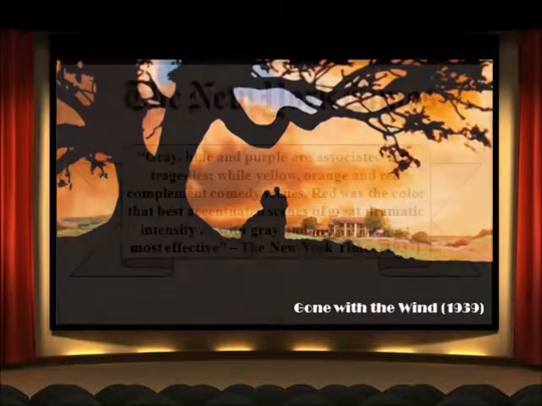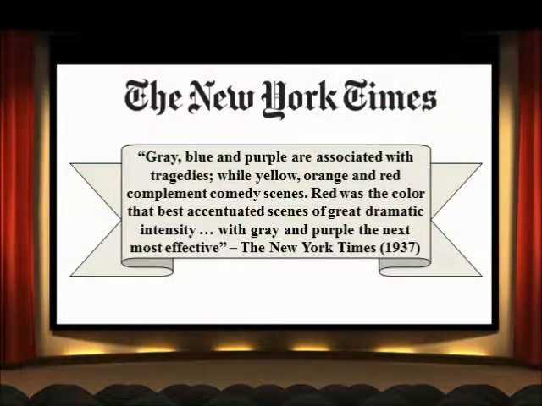As color integrated into cinema, scientists began trying to explain how color palettes in movies induced emotion. An article from the New York Times in 1937 stated that gray, blue, and purple are associated with tragedies, while yellow, orange, and red complement comedy scenes. Red was the color that best accentuated scenes of great dramatic intensity, with gray and purple the next most effective.